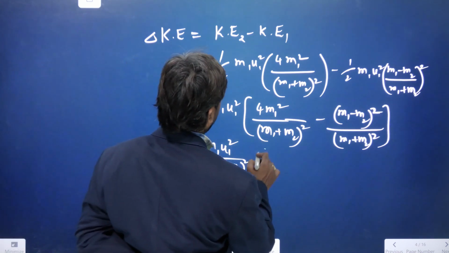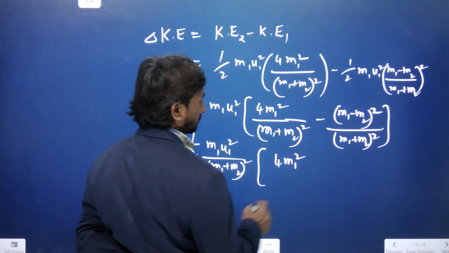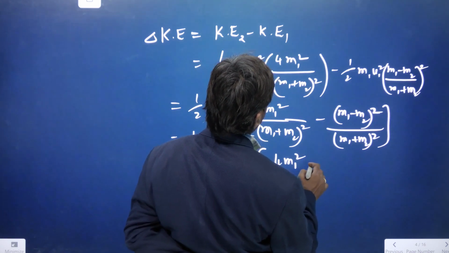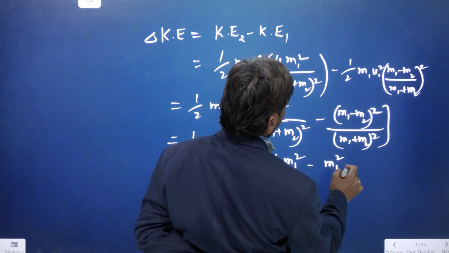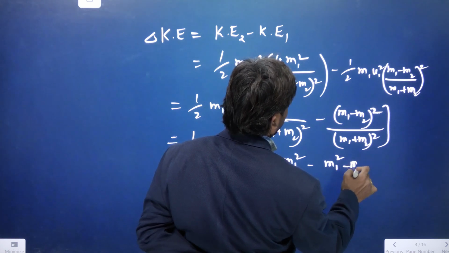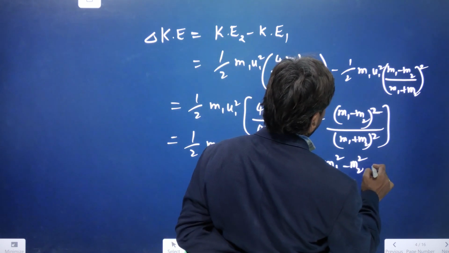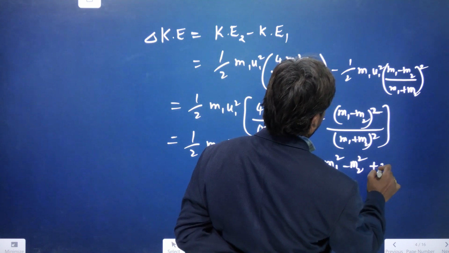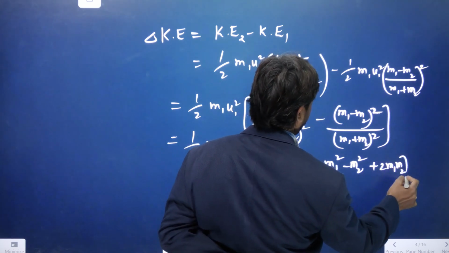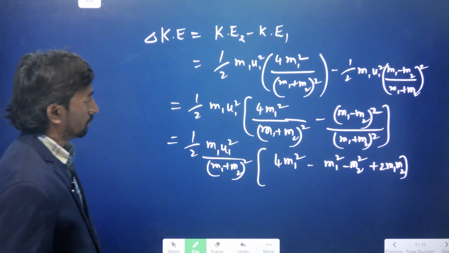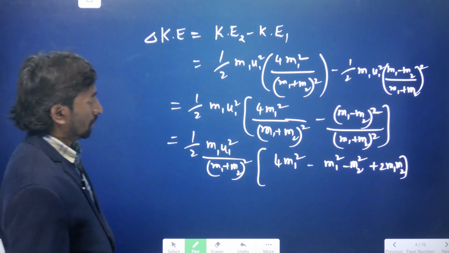If you take common, what is the remaining here? So 4m1 square minus m1 square minus m2 square, so we'll get here plus 2m1 m2 will remain. Okay, that only we got now in this previous problem.